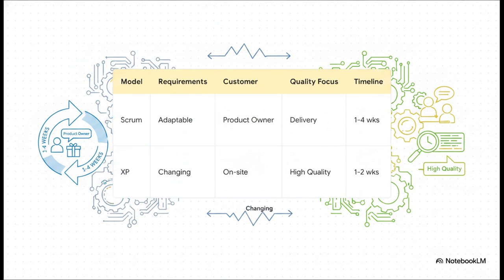Scrum operates in 1 to 4 week sprints, but XP tightens that loop down to 1 to 2 week iterations. And finally, the primary focus. Scrum is all about delivery and workflow, whereas XP is hyper-focused on high technical quality and strict code standards.